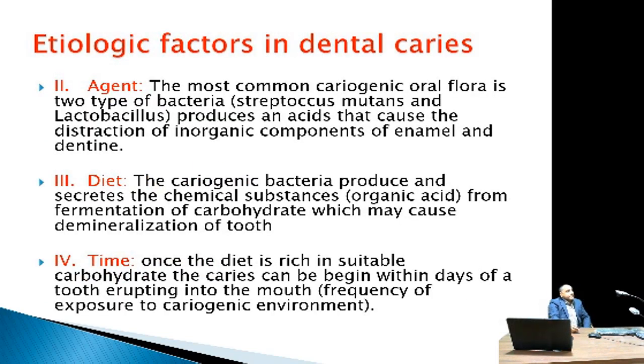The second factor in dental caries: an agent. The most common cariogenic oral flora is two types of bacteria, Streptococcus mutans and Lactobacillus, which produce an acid that causes the destruction of the inorganic compound of enamel and dentin.